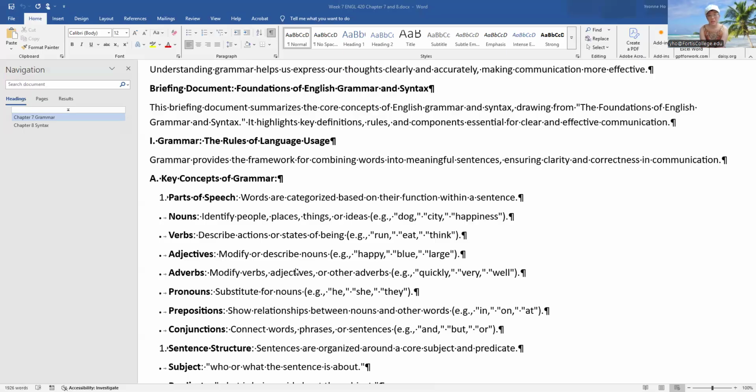Pronouns, he, she, they. Prepositions show relationships between nouns and other words, in, on, at. Conjunctions connect words, phrases, or sentences, and, but, or. Sentence structure. Sentences are organized around a core subject and predicate.